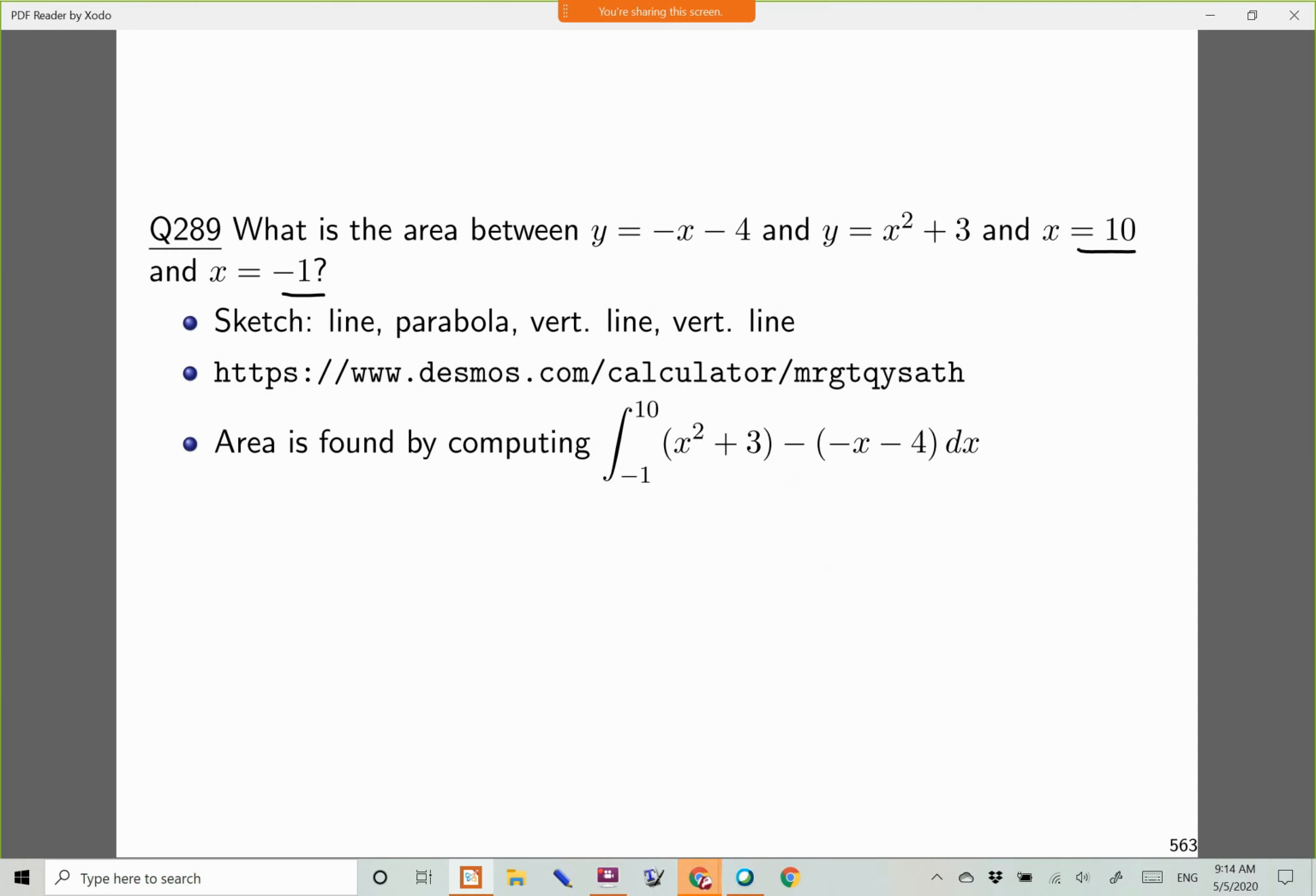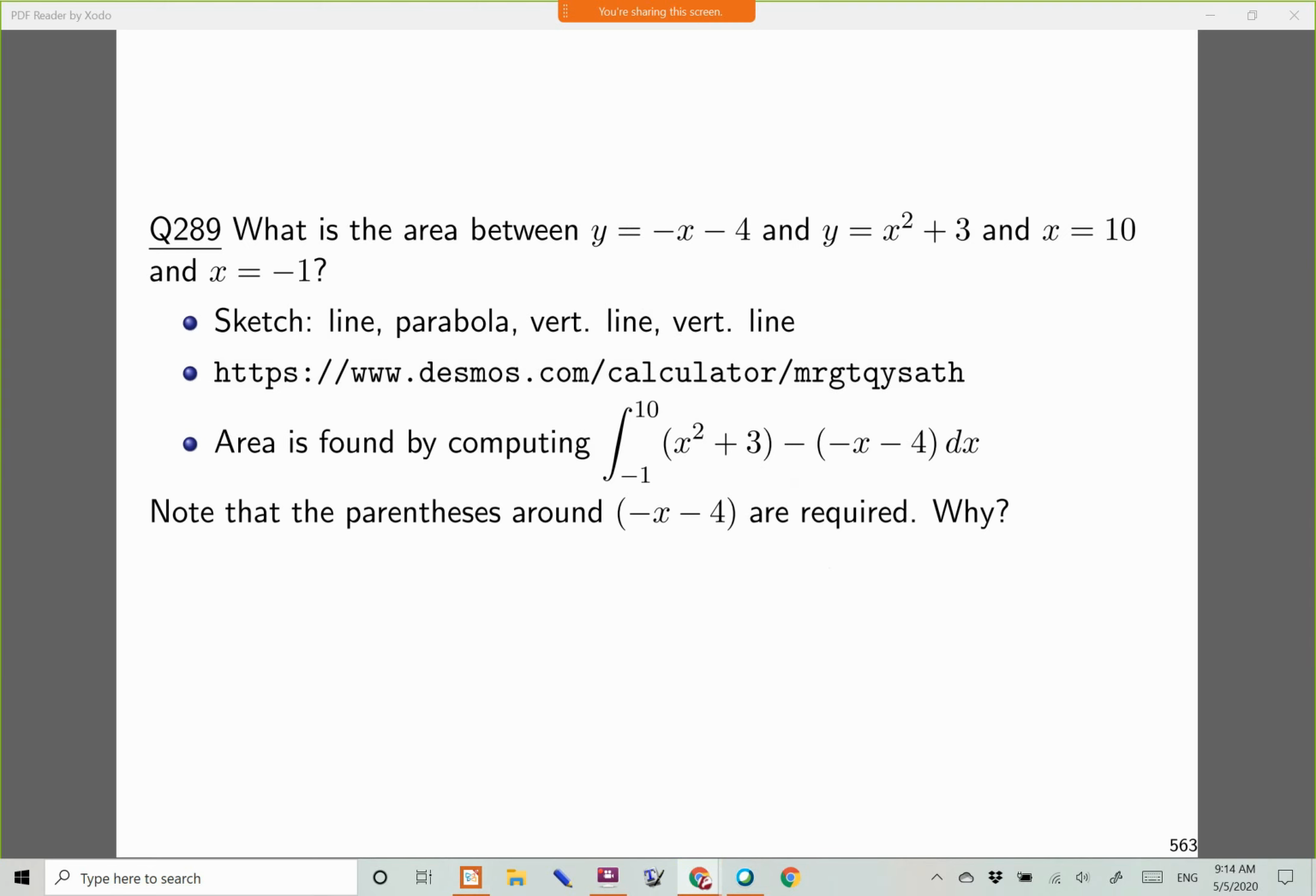Now, one other thing is this set of parentheses right here, around x squared plus 3, you could drop that set of parentheses. However, the parentheses around the quantity -x minus 4, those parentheses are required. Why? Why are those parentheses required? Let's think about that. Why would those parentheses be required?